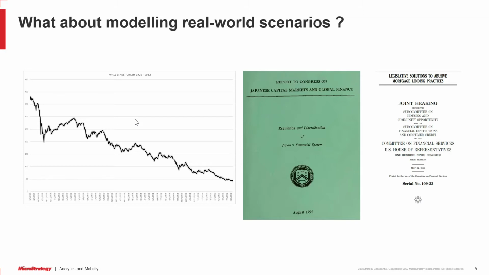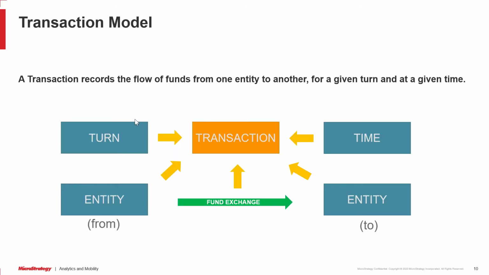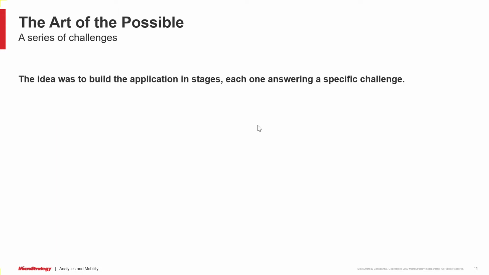Okay, so that's quite ambitious, but that got me thinking, and I did some modeling, and I basically reduced the core of the game to this engine here, which is basically a transaction model that consists of transaction records, the flow of funds from one entity to another for a given turn and at a given time. Okay, so what's the art of the possible?